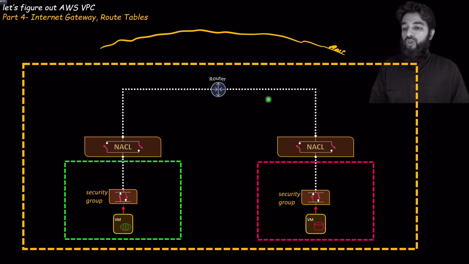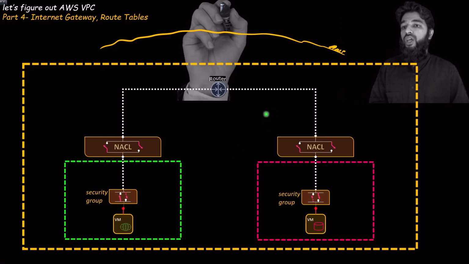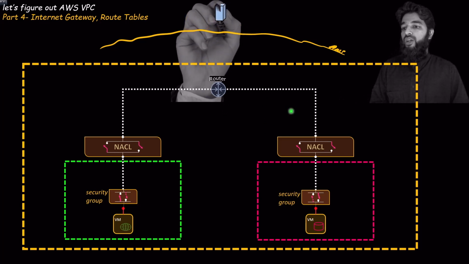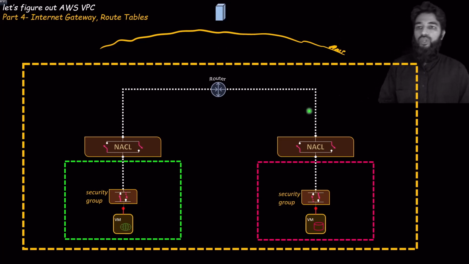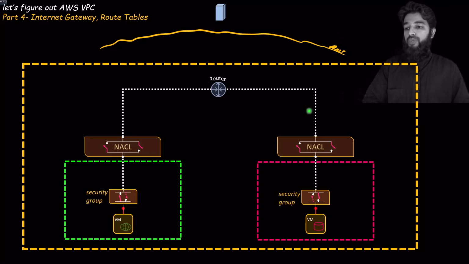Now today we will be talking about how to provide internet connectivity to our resources, to our virtual machines created in a VPC and in a subnet. So imagine a case where you have a web server, and your web server needs to connect to an external server. For example, maybe this web server is an e-commerce application and you need to connect to an external payment gateway to charge your customer's credit card.